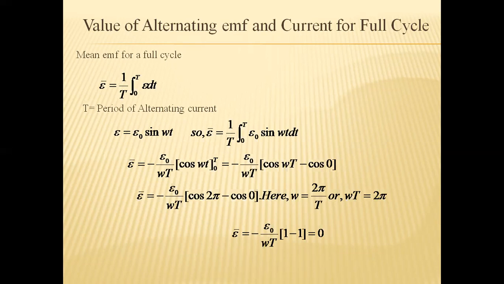As usual, cos 0 is also equal to 1, and 1 minus 1 is 0, so the mean EMF of a full cycle is 0. And we know that the current equation is, as usual, like E, I is equal to I naught sine of omega t, so the mean current of a full cycle is also I bar equal to 0. So boys, you must be careful about the alternating EMF and current for a full cycle.